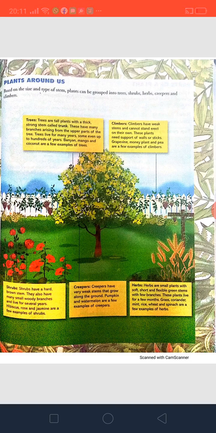Now beta, you have to tell me about their size. What is the difference between the size of all 3 plants? Tulsi plant, then rose plant, then banyan tree. What is the difference about their size? You have to note down, observe carefully about the size.